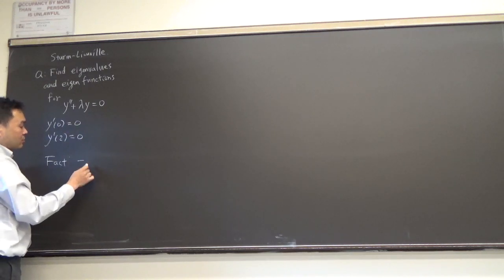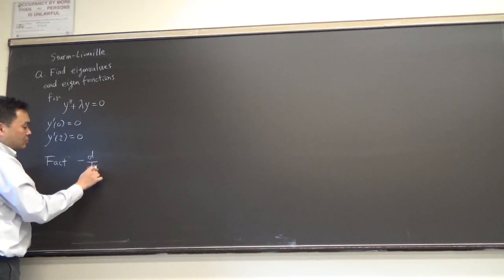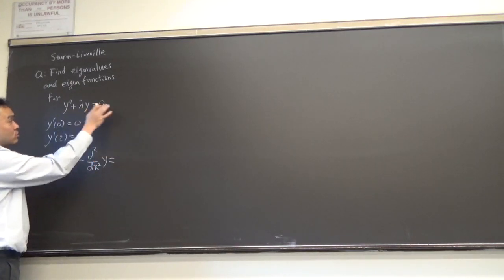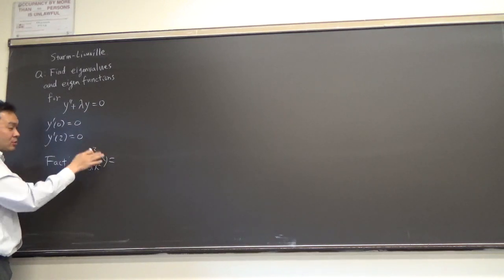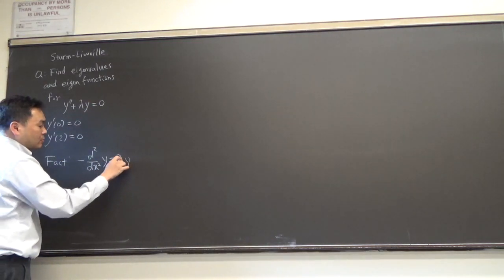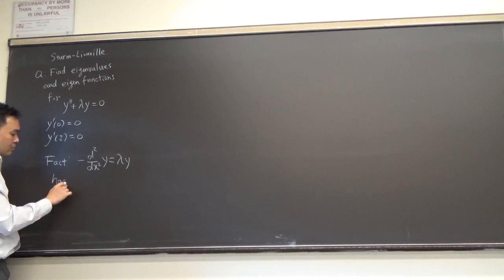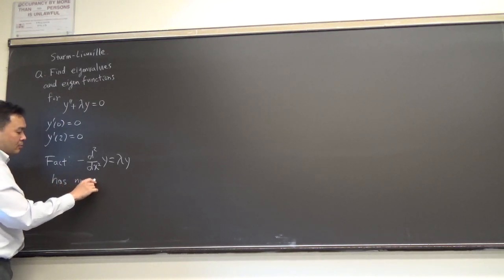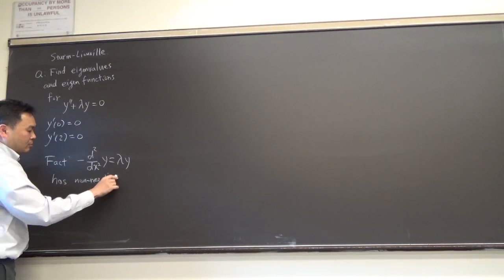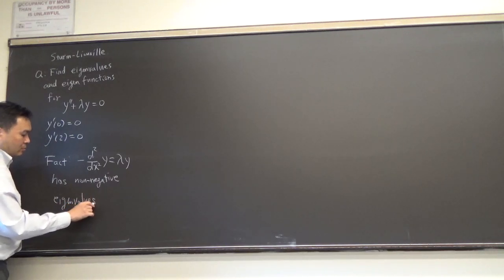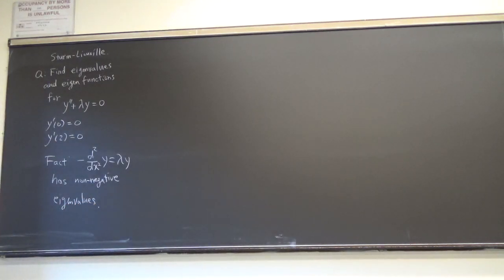But we're going to take it for a given that when you rewrite this, if you move this to the other side and rewrite it as a negative second derivative, this one will always have non-negative eigenvalues. So we're just going to accept this as a fact.